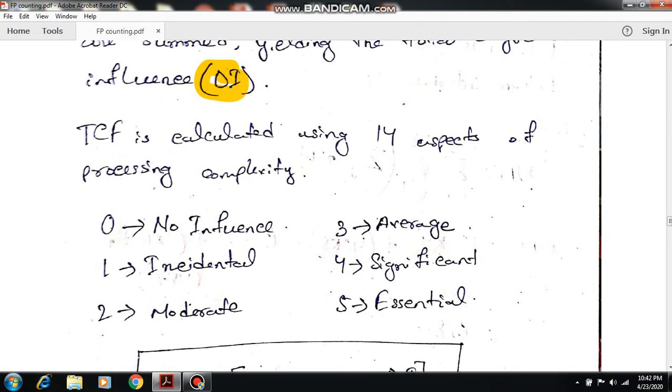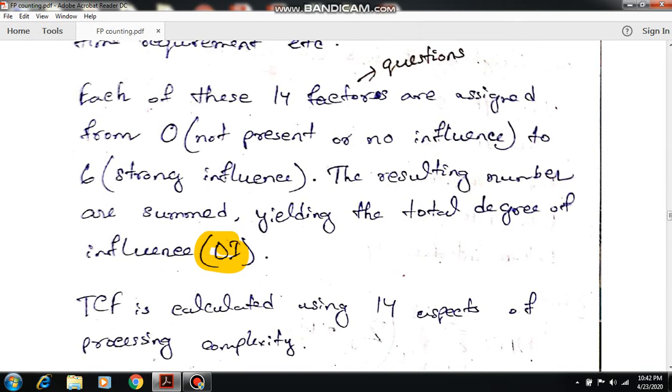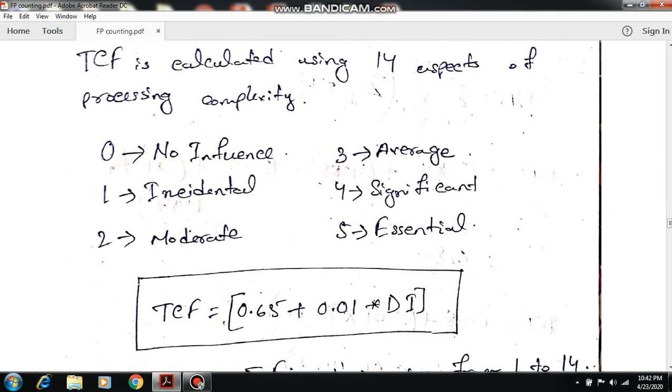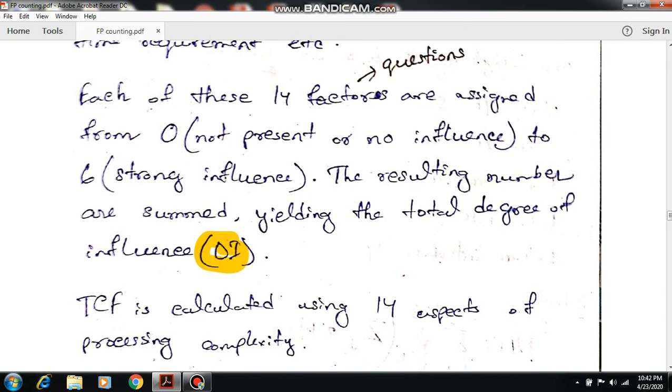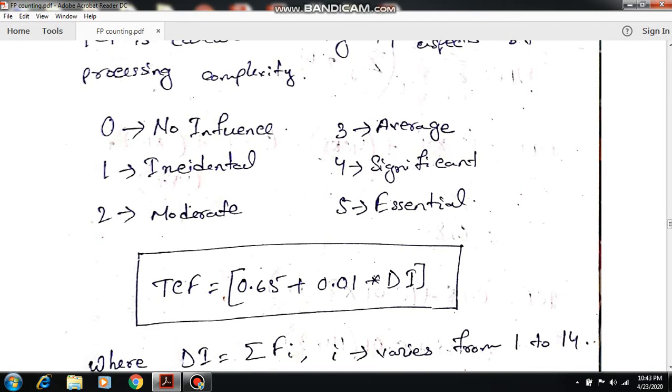Now the TCF is calculated from the 14 factors, which cover aspects of processing complexity. There is a 0 to 6 scale of complexity for each of the 14 questions. So 0 means no influence, 1 means incidental, 2 means moderate, 3 is average, 4 is significant, 5 is essential, and 6 is a strong influence. So these are the categories.